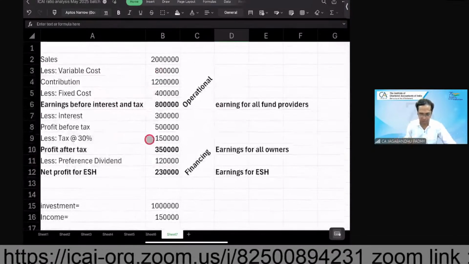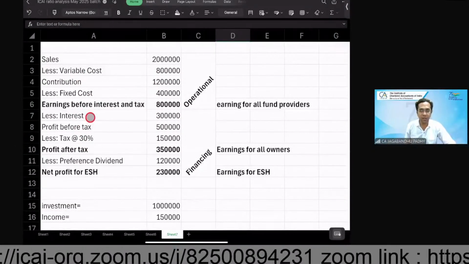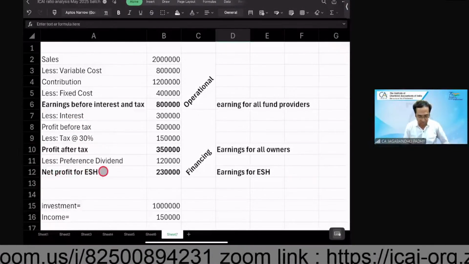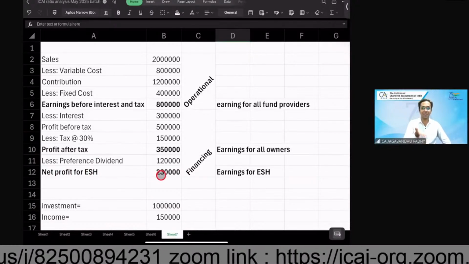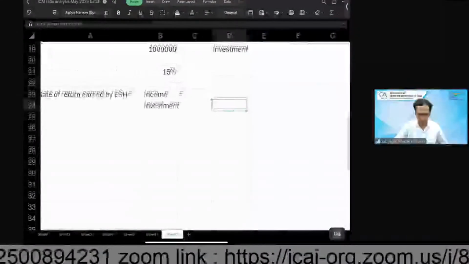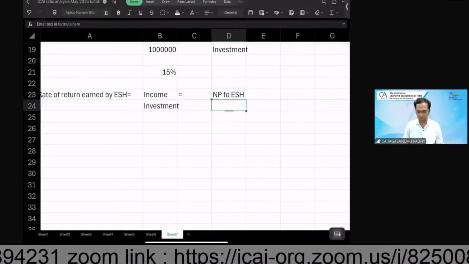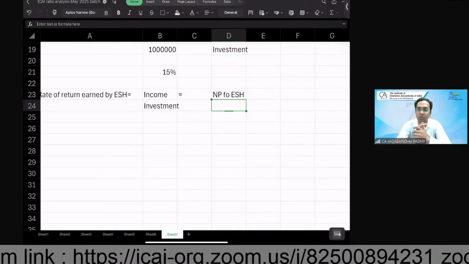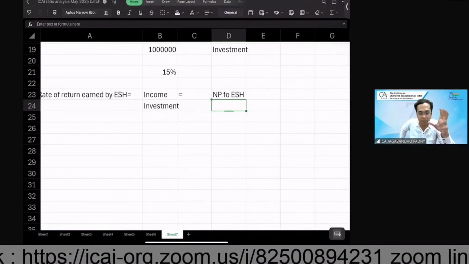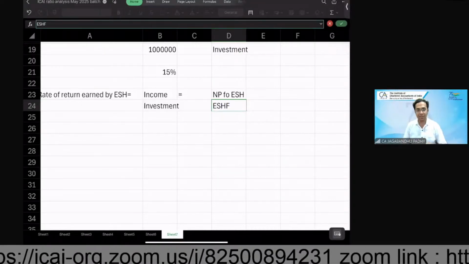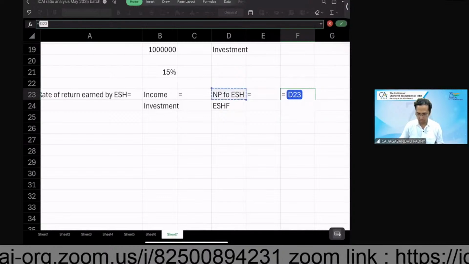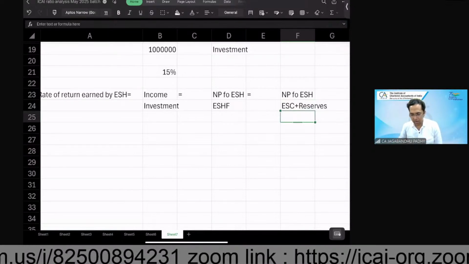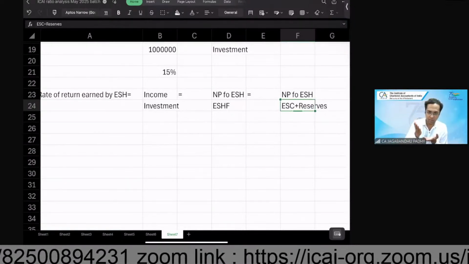From the income statement that we prepared, which of these line items is the income for equity shareholders? Can I say net profit for equity shareholders? You can see the name itself is net profit for equity shareholders. So income is net profit for equity shareholders. What is the investment that equity shareholders might have made in the company? How do you measure that amount? Sir, equity shareholders funds. Because you have equity share capital and reserves. You club them together. That's the capital, that's the investment which is made by the equity shareholders.